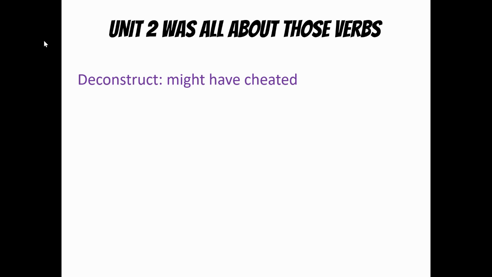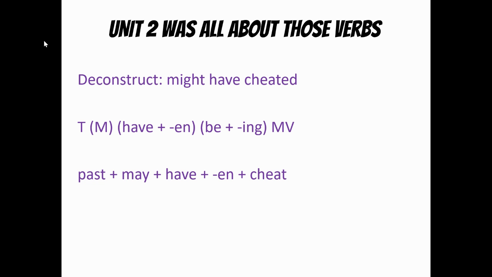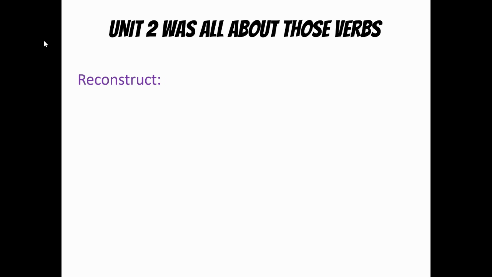If I gave you "might have cheated", once again, when I break this down, might is the past tense of may. There's a have, so I add in have plus en. There was no ing, so I skipped that part, and my main verb is cheat. And it gives me past of may plus have plus en plus cheat.